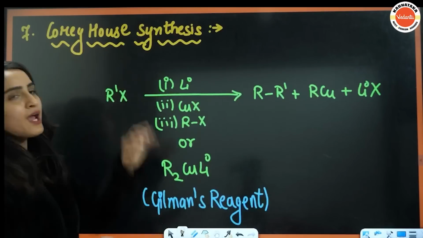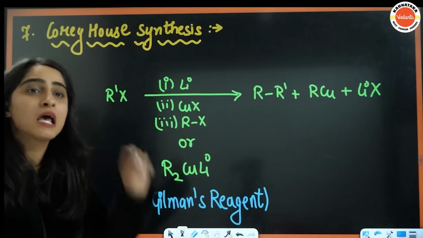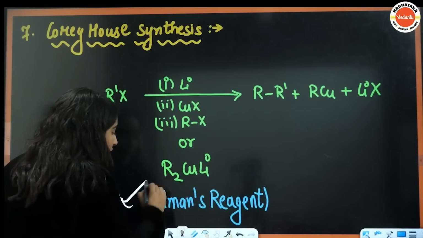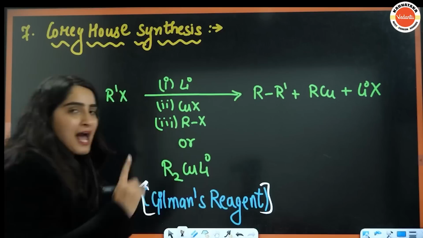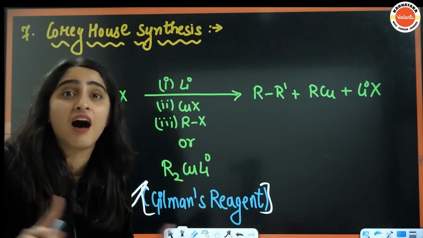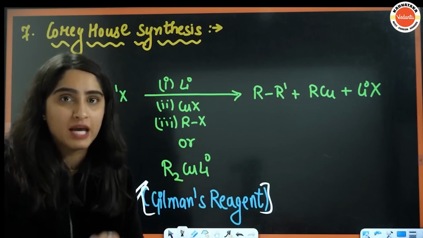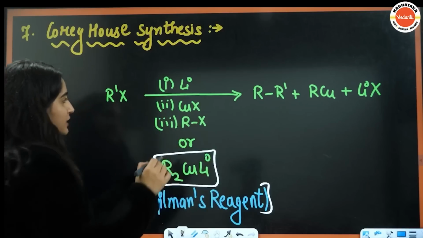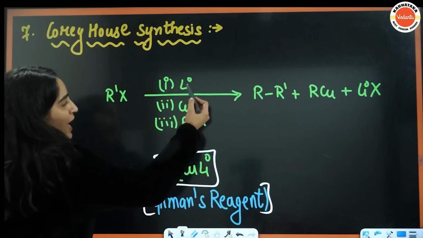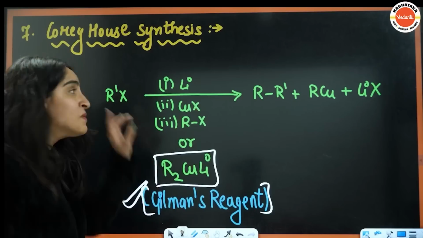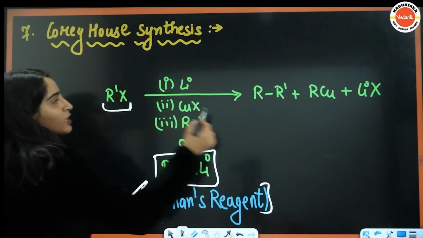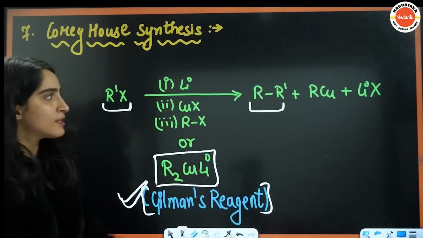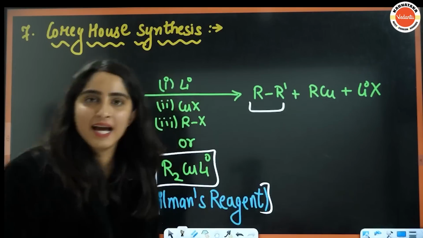So now this is Corey-House synthesis. Here we use Gilman's reagent. Always remember this is an organometallic. This is not Grignard's reagent, that is RMgX. This is Gilman's reagent. Either this can be used, or in place of this, they can also give Li, CuX and RX here. So here RX is getting converted into alkane. The side products are RCu and LiX.